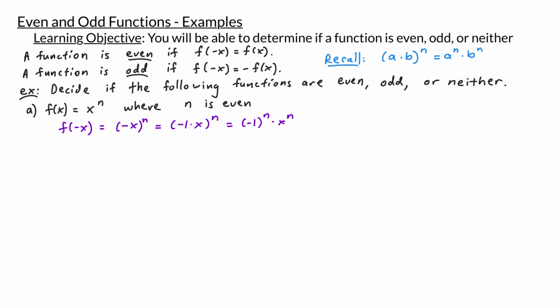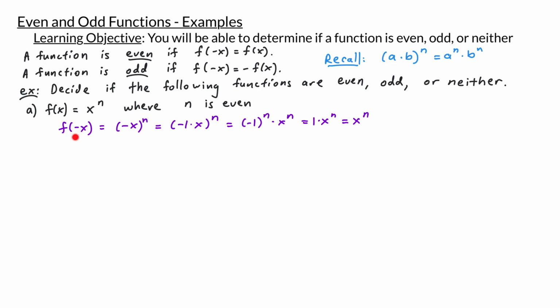Now, since n is an even number, when we have negative 1 raised to an even power, this becomes positive 1. So this is just 1 times x to the n. And since 1 times anything is itself, this is just x to the power of n. Now, one of the main takeaways from this example is that when you have negative x and you raise it to an even power, you end up with just x to that same power.